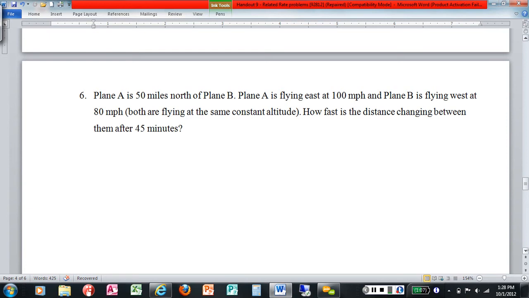and plane B is flying west. Okay, that's a little different setup. All right, so we got two planes, A and B. And at our reference point here, it says they are 100 miles. A is north of B, so A is 100 miles like that. But what about A? Which way is it going? It's going east. B is going west.